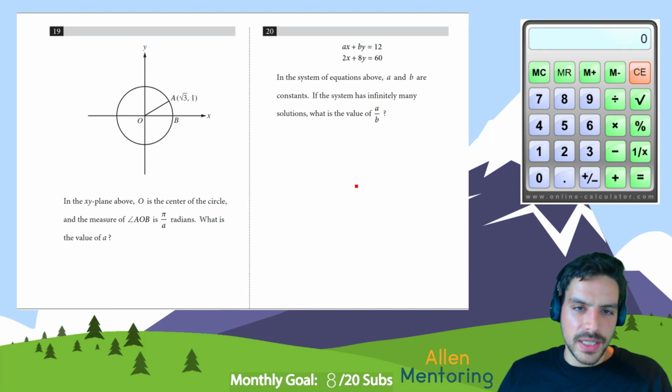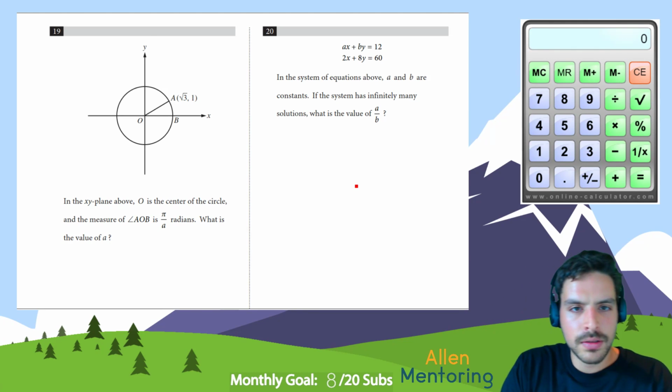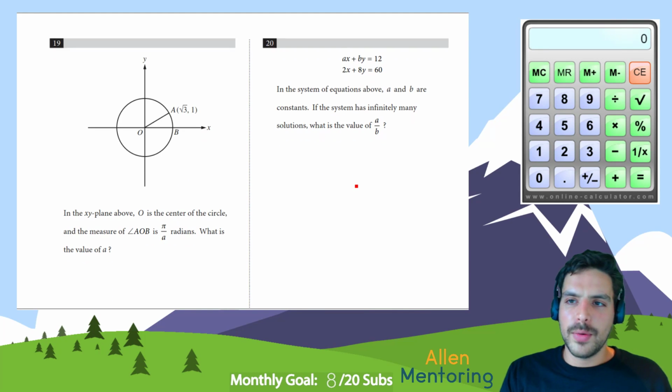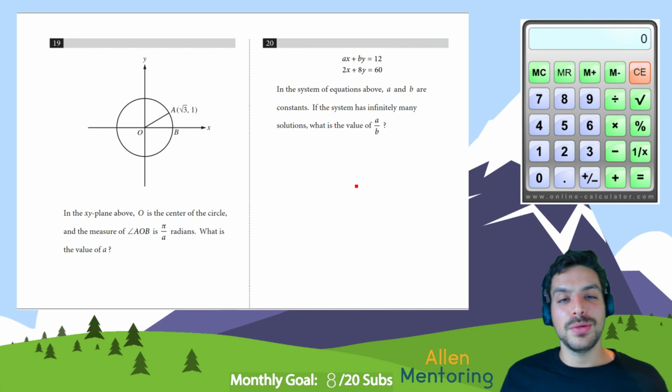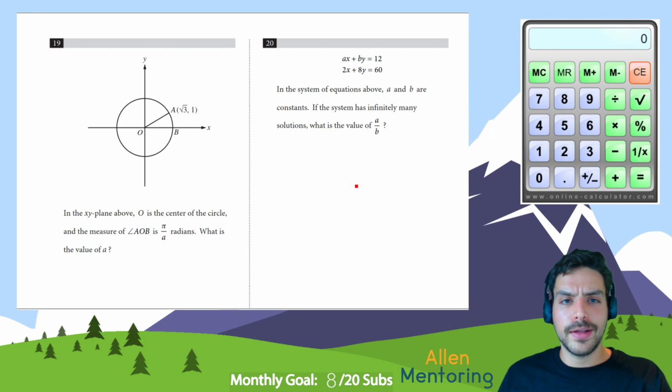Moving on, number 19. We're almost done. How many problems are there in total? Oh, are these the last two? All right, so these are the last two for the calculator section. And then we're going to take a small break and jump into the non-calculator portion.